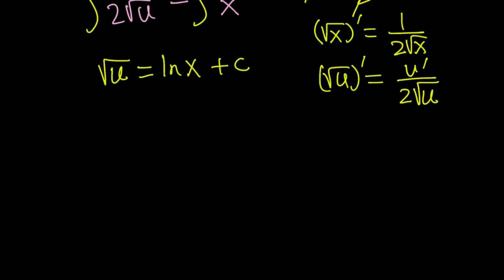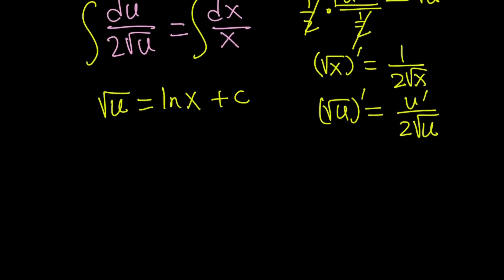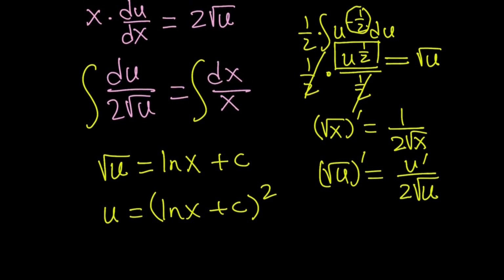Now, it would make sense if we square both sides, because our goal is to get to y, and that can be through u. So square both sides, and we're going to get u equals ln x plus c, quantity squared. Awesome.